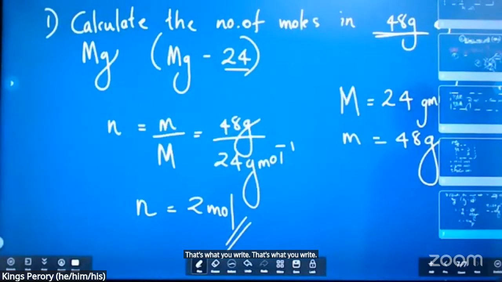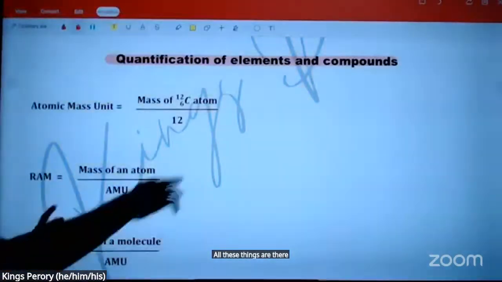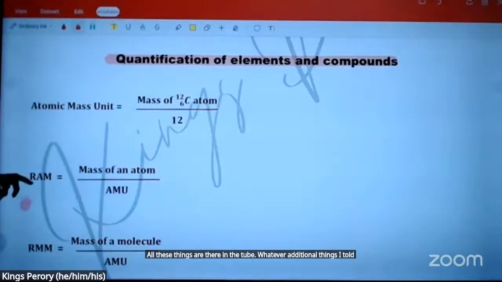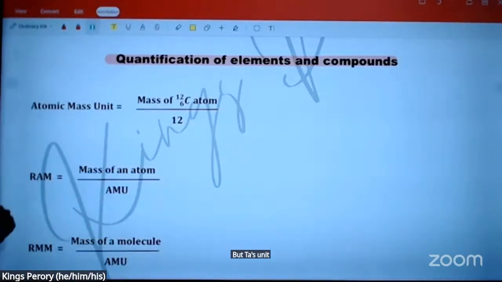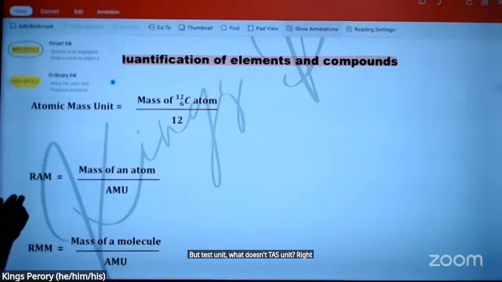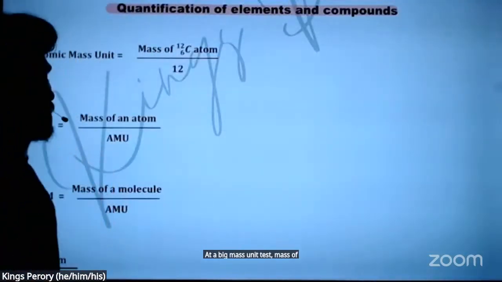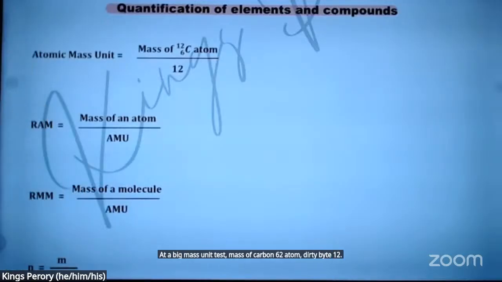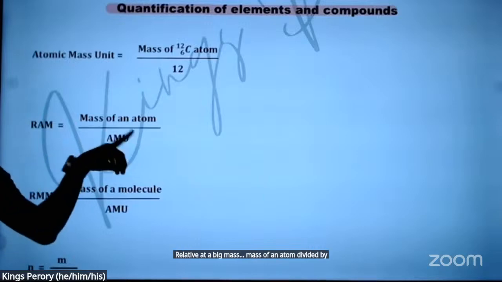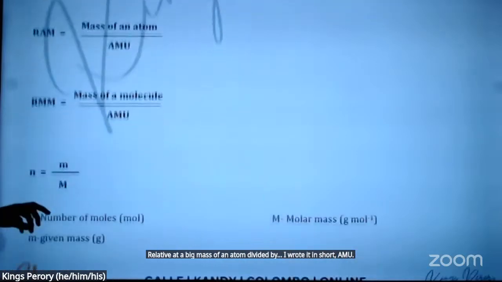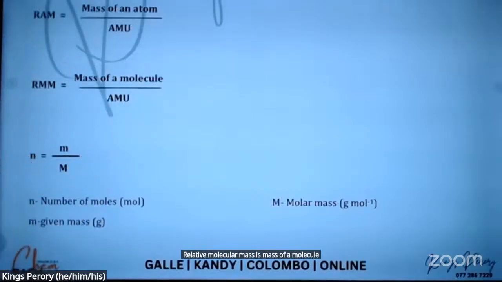All these things are there in the tube. Whatever additional things I told you, you can write and keep the units there. Atomic mass unit is mass of carbon-12 atom divided by 12. Relative atomic mass is mass of an atom divided by AMU. Relative molecular mass is mass of a molecule divided by AMU.